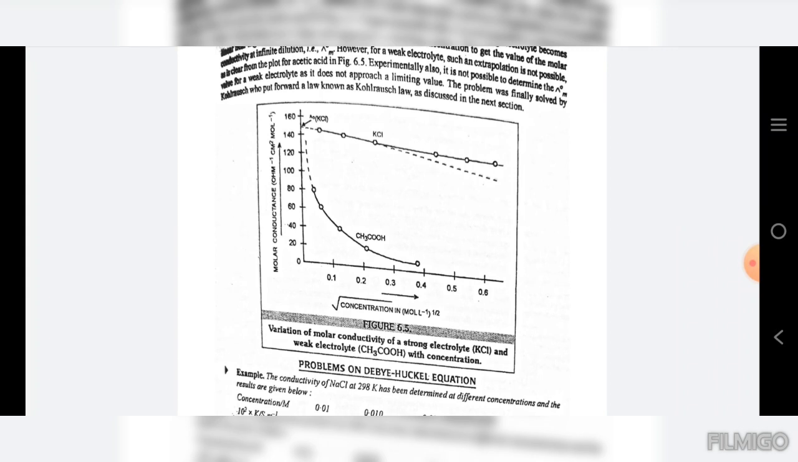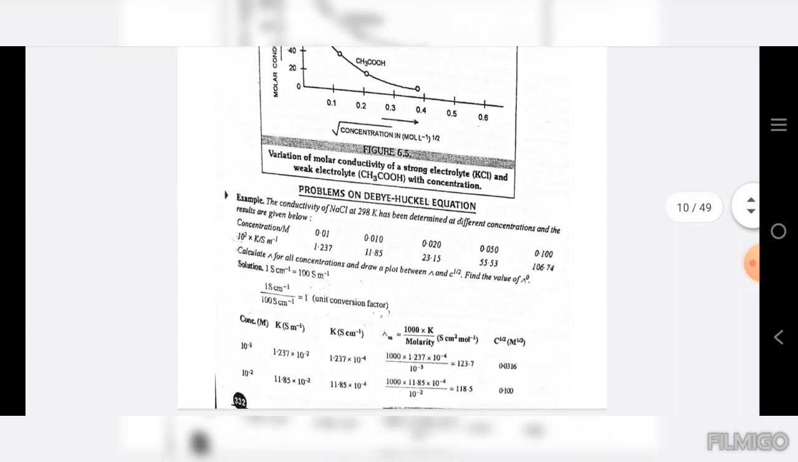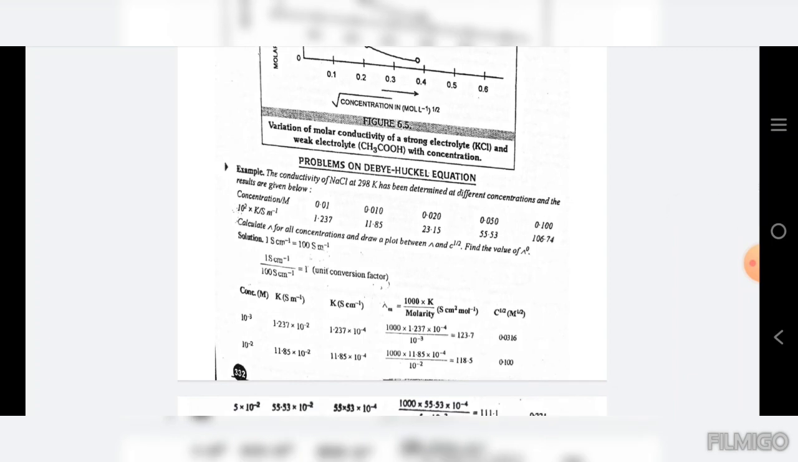limiting value. The problem was finally solved by Kohlrausch, who put forward a law known as Kohlrausch's law, as discussed in the next section. Here you can see figure 6.5: variation of molar conductivity of a strong electrolyte KCl and a weak electrolyte CH3COOH with concentration. Here are some problems for practice.